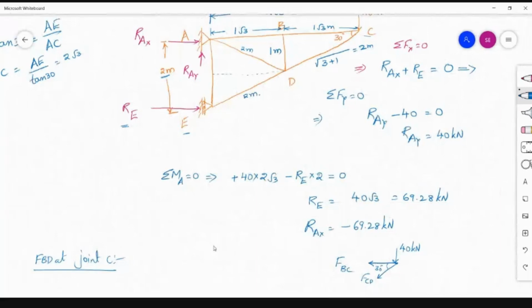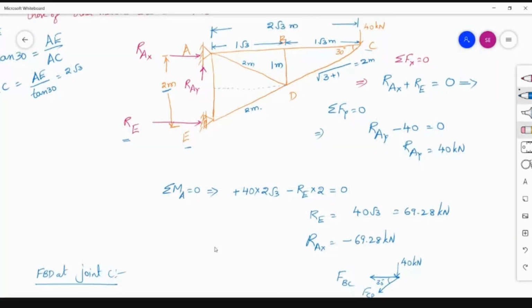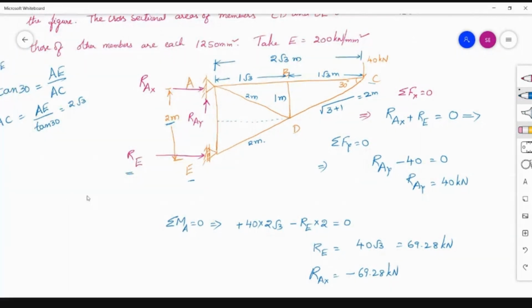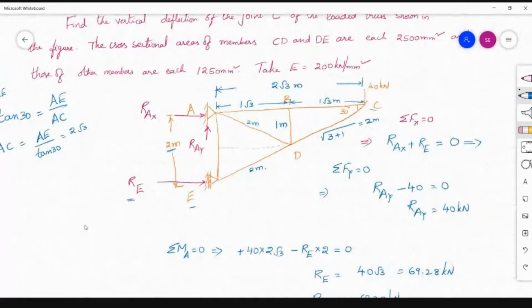But before that, please make a correction here. Please wait. Let me erase one point. I missed one point here. Let me explain that one. After getting the, we missed one point. Please wait a second. Small correction is required.